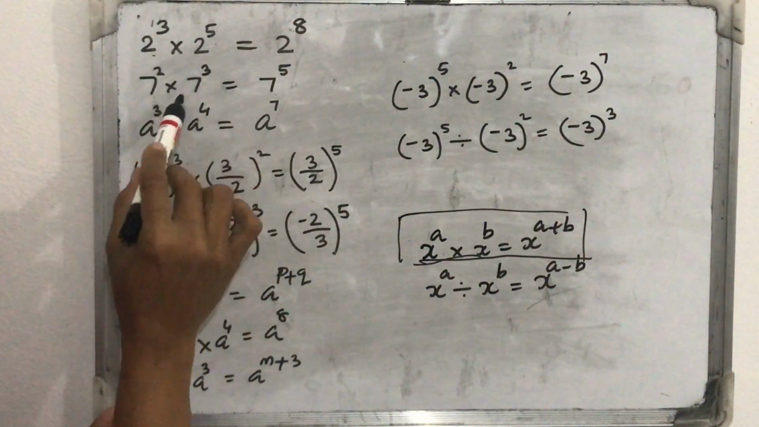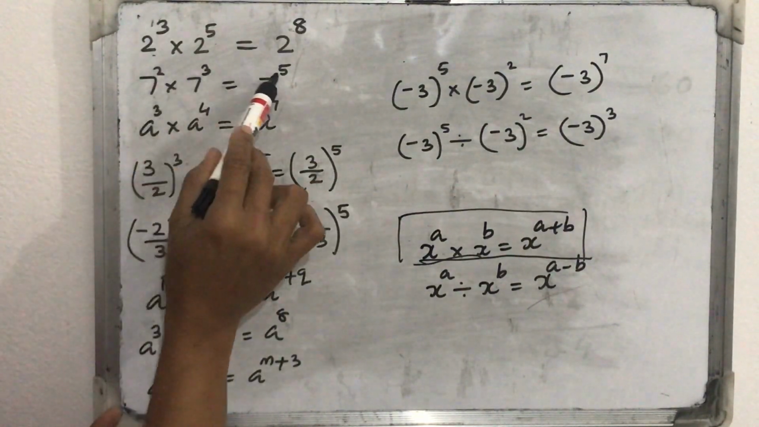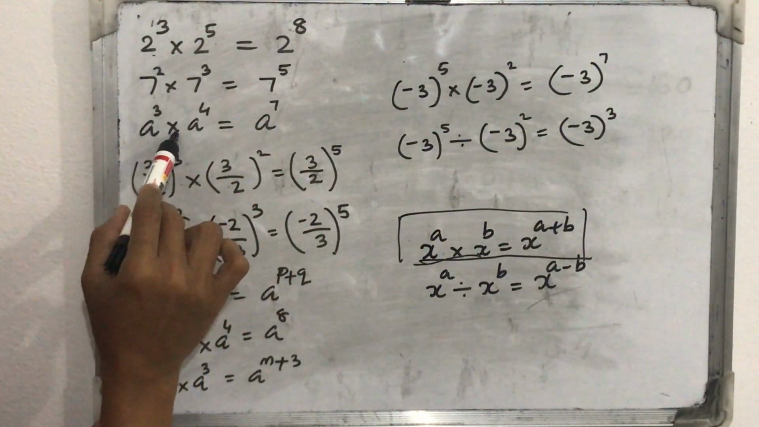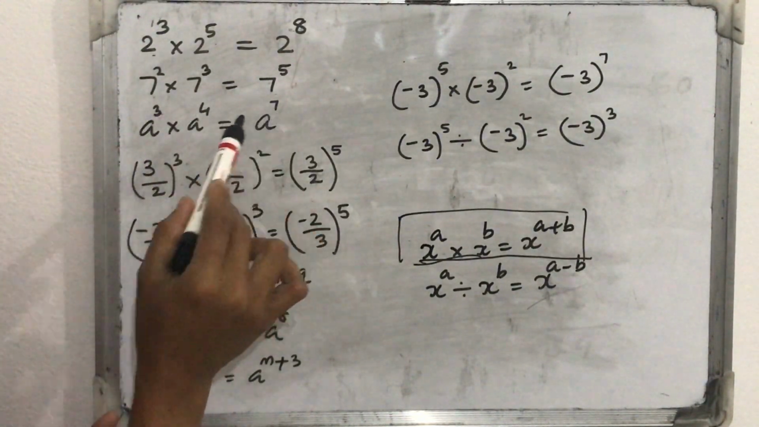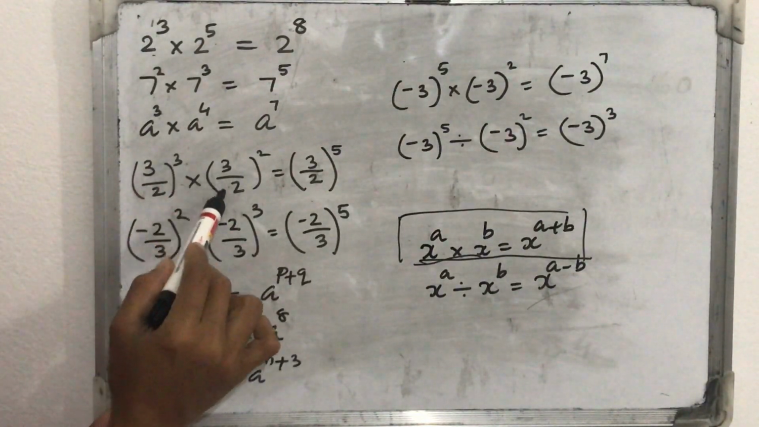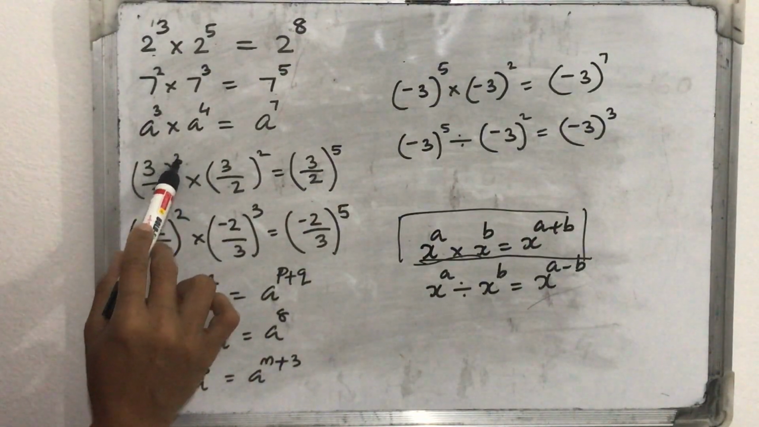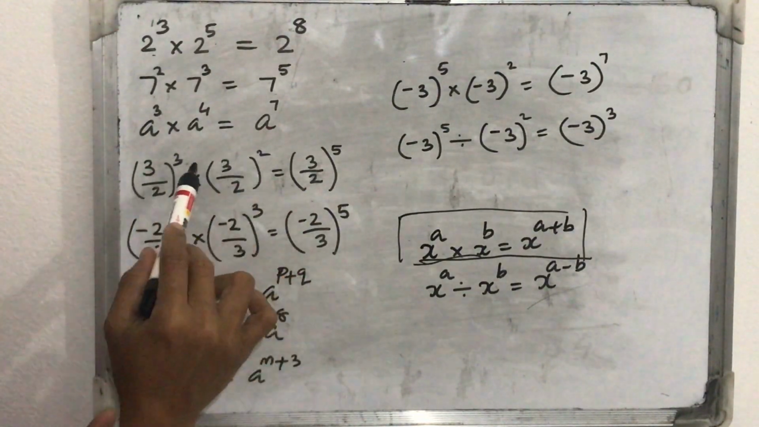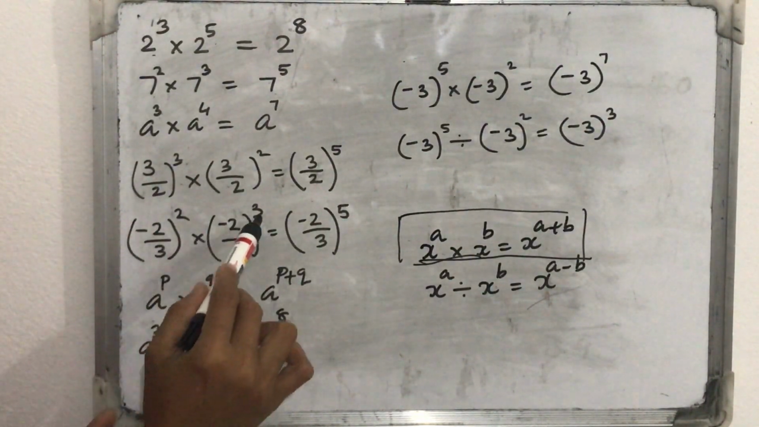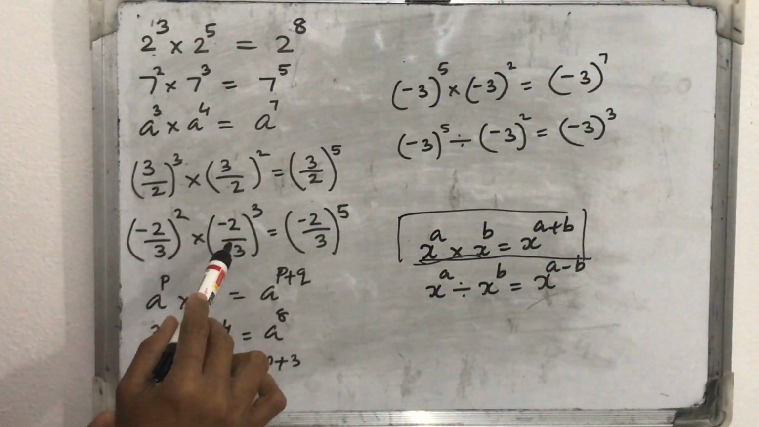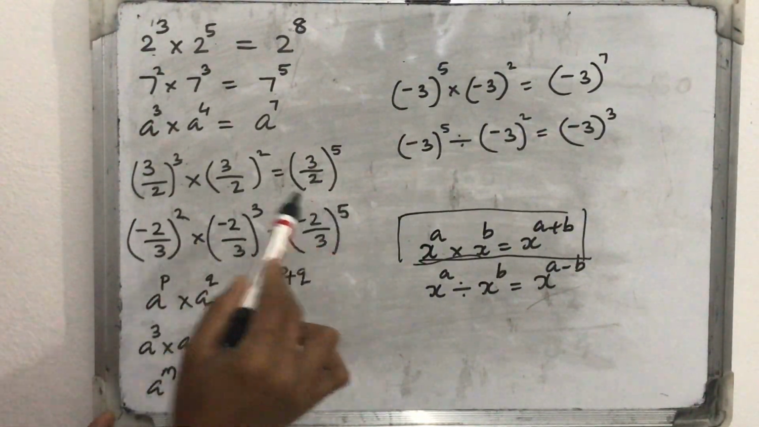7 square into 7 cube, same base 7. Then what will be its answer? 7 raised to 2 plus 3, 5. a raised to 3 into a raised to 4, a raised to 3 plus 4, a raised to 7. 3 by 2 whole cube into 3 by 2 whole square. The base is 3 by 2, so 3 by 2 raised to 3 plus 2. We are adding the powers, 5. Minus 2 by 3 whole square into minus 2 by 3 whole cube. The base is minus 2 by 3, raised to 2 plus 3, that is 5.